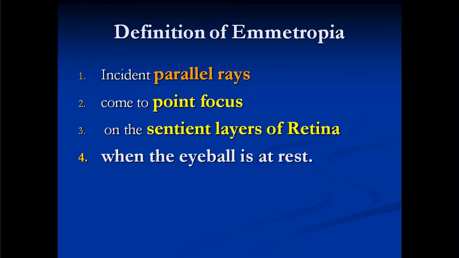rays coming from an infinite object are supposed to be parallel rays, or rays coming from a distance more than 6 meters are considered as parallel rays. So the parallel rays, after refraction through cornea and lens, if they come to a point focus on the sentient layers of the retina, that is called normal vision. And the eyeball should be at rest. Eyeball at rest means no active accommodation. When the accommodation is relaxed, the eyeball is at rest.